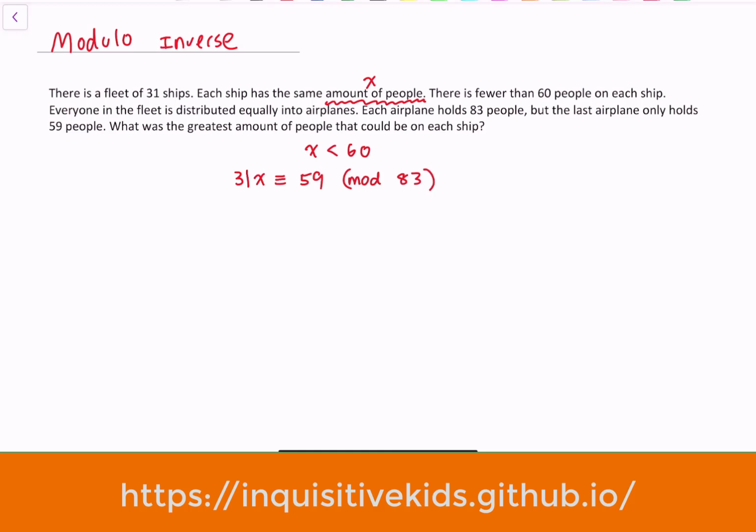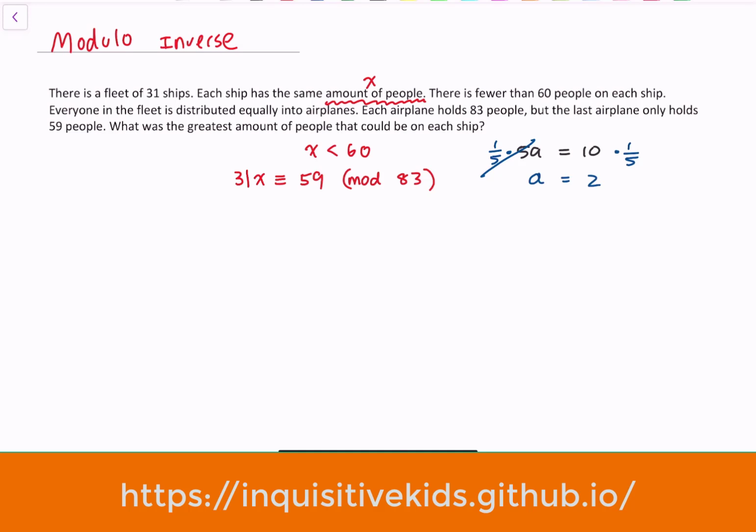So now we're going to try to solve for x. In order to solve for x, we have to isolate it somehow on its own side of the congruence. In algebra, when we solve for a variable, let's say 5a equals 10, in order to solve, we have to multiply some sort of inverse on both sides in order to isolate the variable by itself to get the answer.